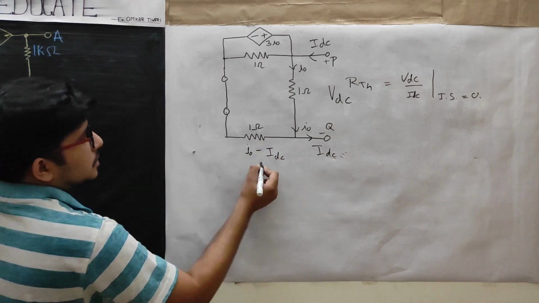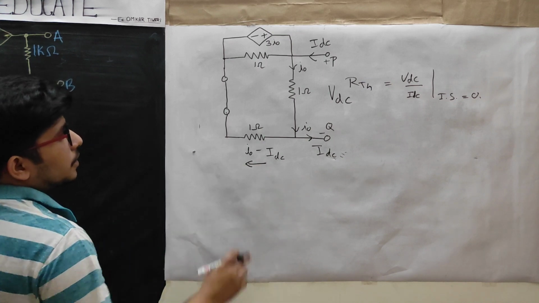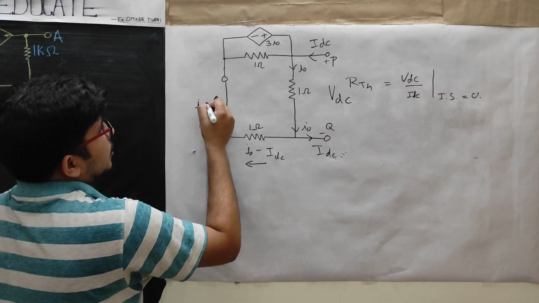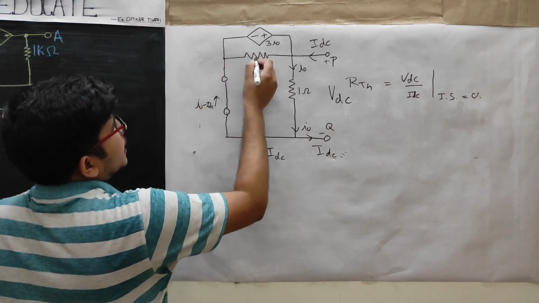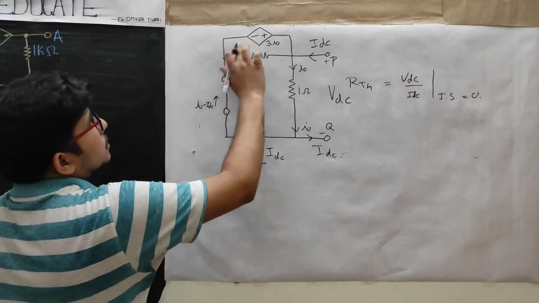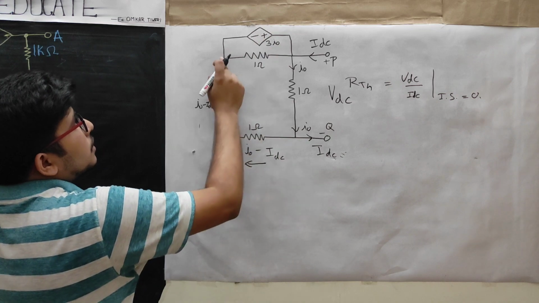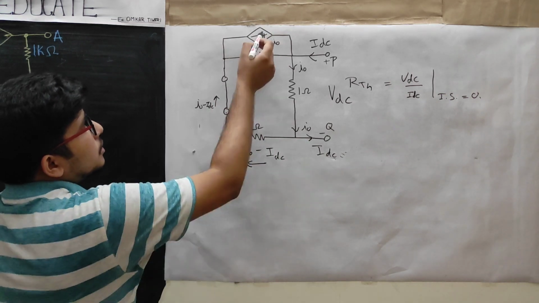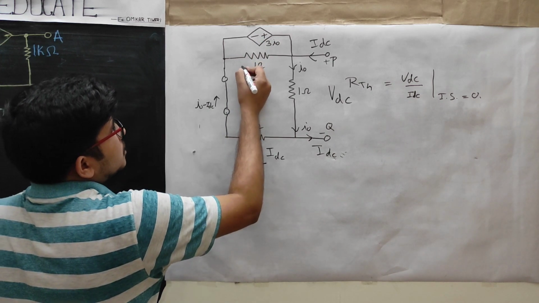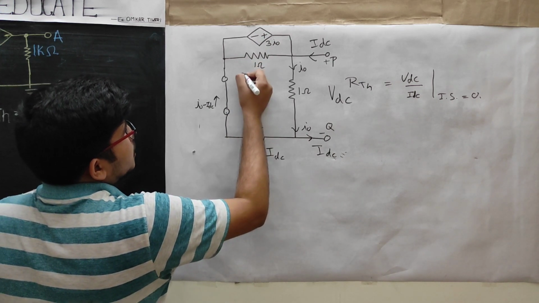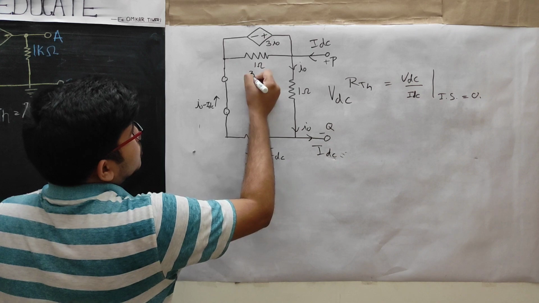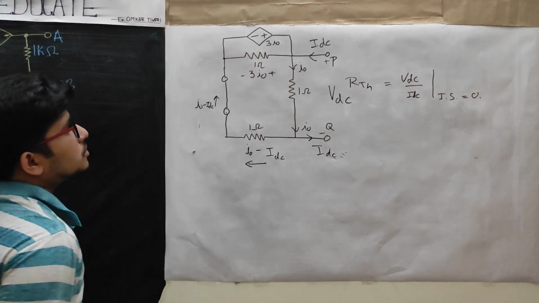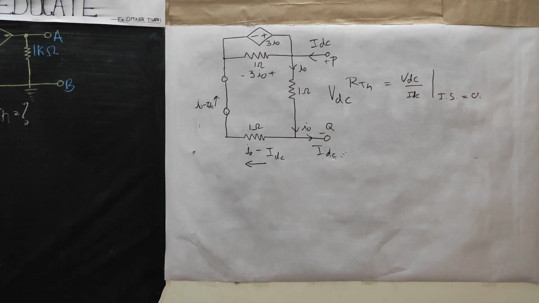I naught minus IDC in this direction. Okay, so I naught minus IDC. Here also I naught minus IDC. Okay, and here the current divides, and the voltage is 3 I naught. The voltage here is 3 I naught, which means the voltage across this 1 ohm resistance will also be thrice of I naught.